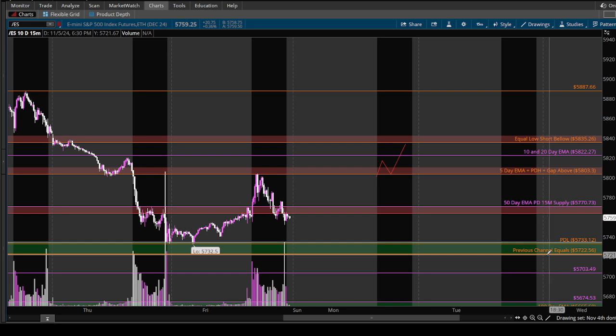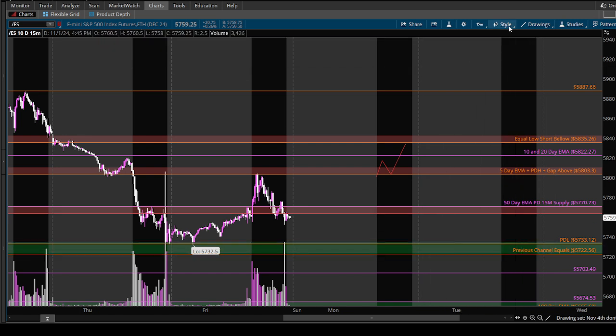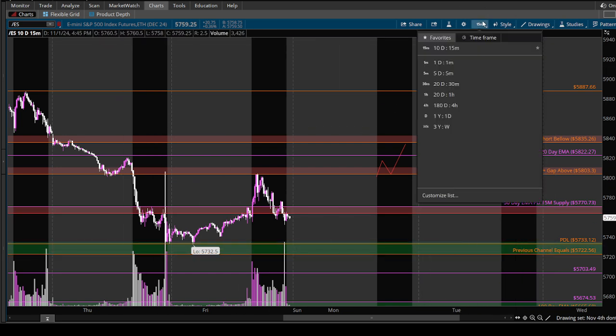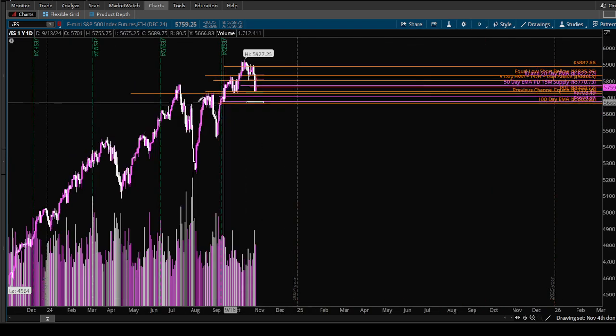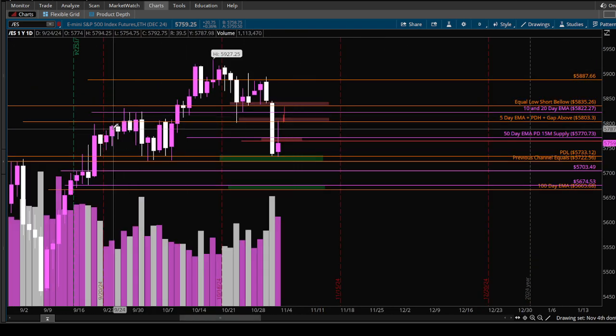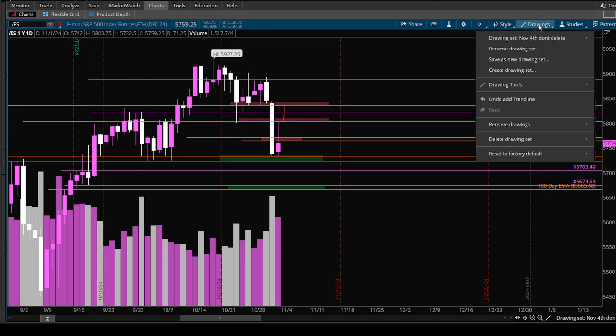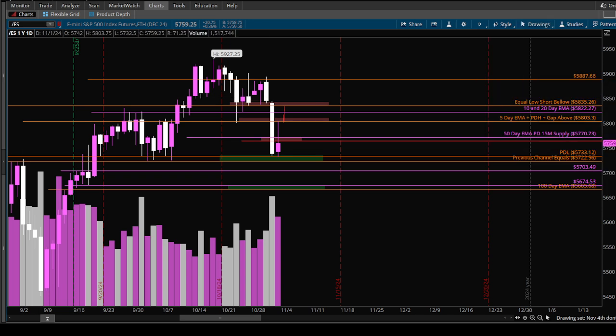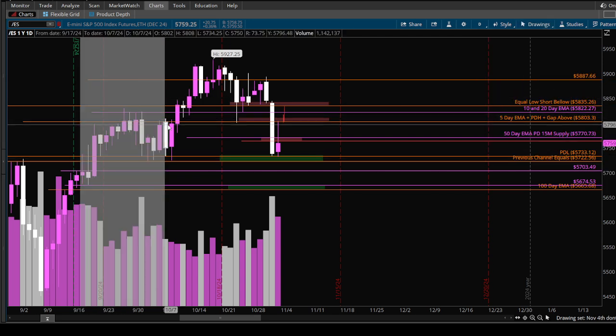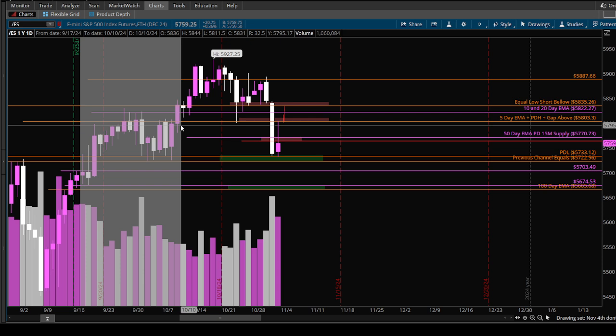Downside, we have the previous equal channel low. So basically in the past, like in July, I think we had a small channel here during this month, so not July, so August. So right here we have this small setup, this area is a small channel. It was consolidating before we broke out of the previous all-time high, so that is a good level.